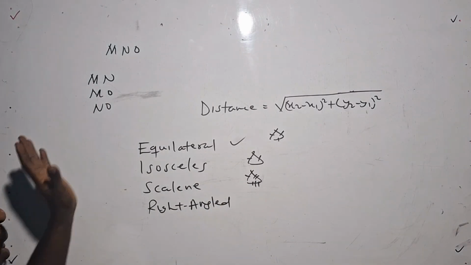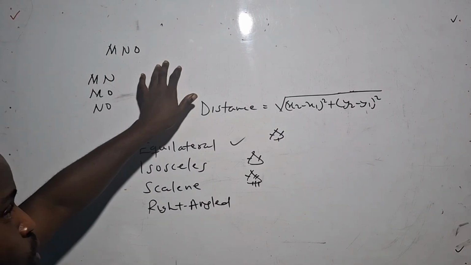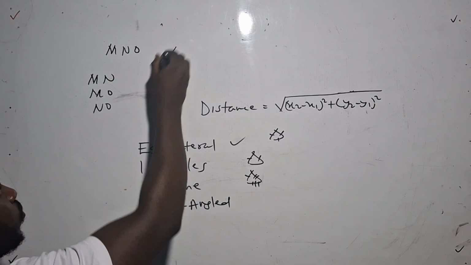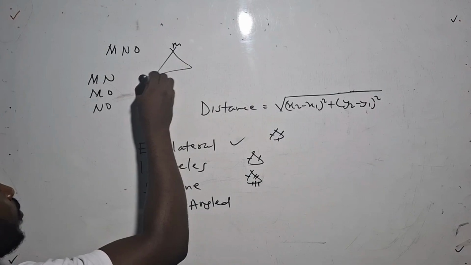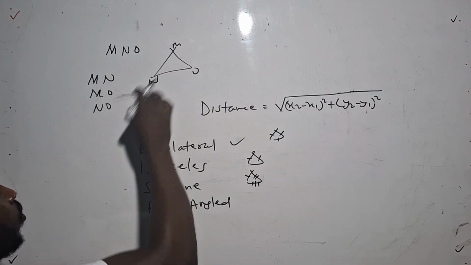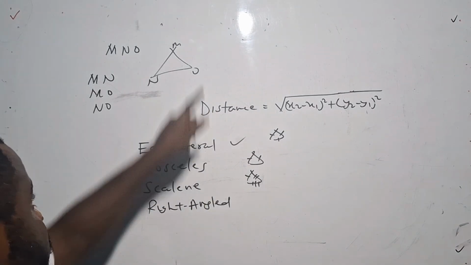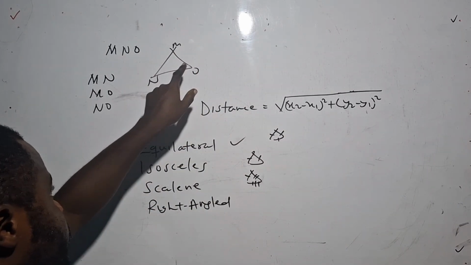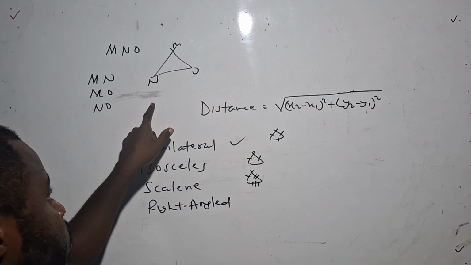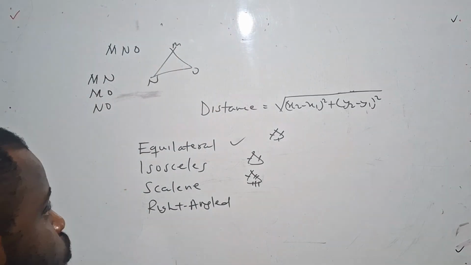I've told you when the 3 points are given, you pair them. This is a triangle, MNO. We can take M and N, then M and O, then N and O, finish. Because MN is the same as NM, and MO is the same as OM. So that's what you need to understand.